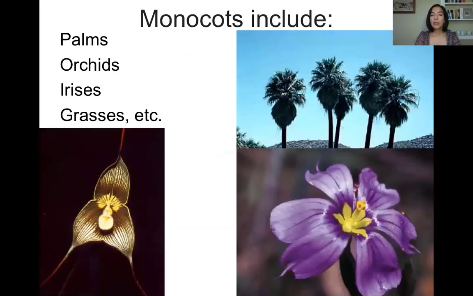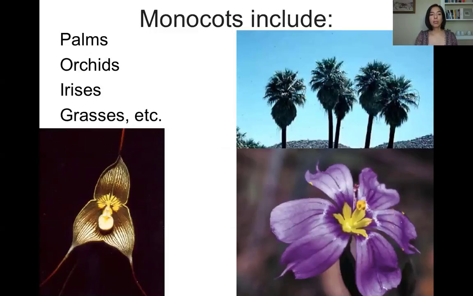Examples of monocots include palms. And remember, palms are not cycads. Cycads are gymnosperms, and even though they look slightly similar, they are completely different. They evolved by convergence to look similar. But monocots, or palms, are monocots.